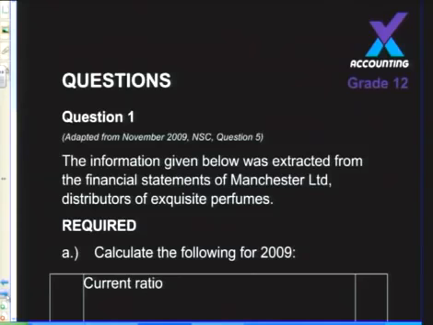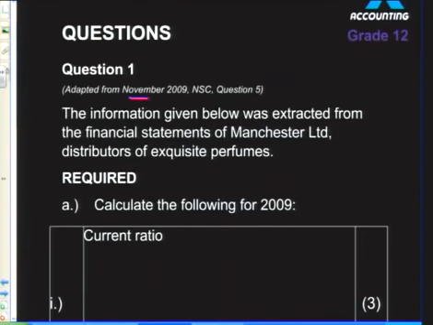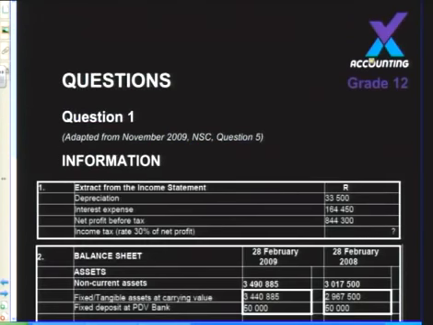Guys, the question that I'm going to do today was taken from the November 2009 end of the year exam, and it was question 5. So even if I don't finish, you know that's a question that I was looking at. The information given below was extracted from the financial statements of Manchester Limited, distributors of exquisite perfumes. Then we've got our required, but before we look at the required, let's go through the information first, because it's on a separate slide.